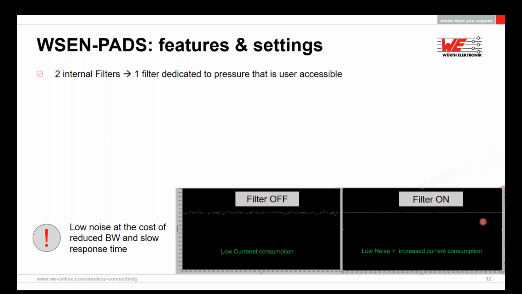It should also be noted that in order to have the low noise mode enabled, it reduces the bandwidth and also reduces the output response time, because the other filter also needs time to process the data. When in the lowest noise mode, the sensor can sense around 6 to 8 centimeter change of altitude.